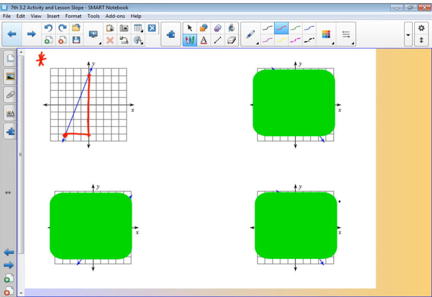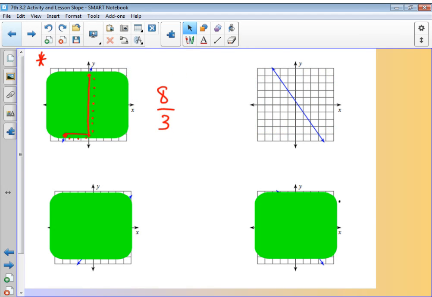So my rise, 1, 2, 3, 4, 5, 6, 7, 8 blocks. So 8 over 1, 2, 3. So we get 8 over 3, and that's a positive line. So it's positive 8 over 3. Okay, so let's try that with this one.